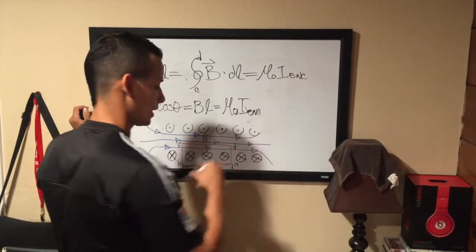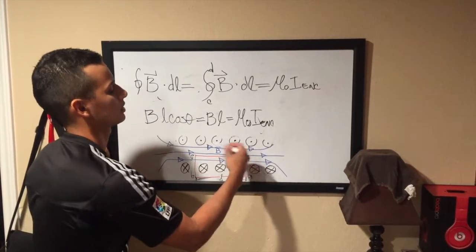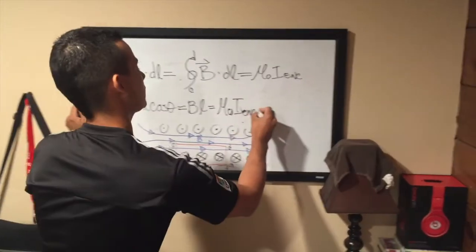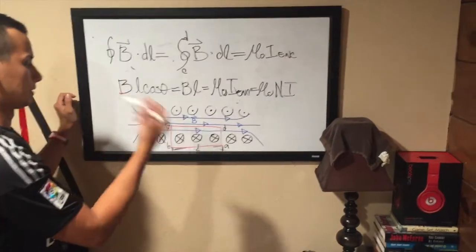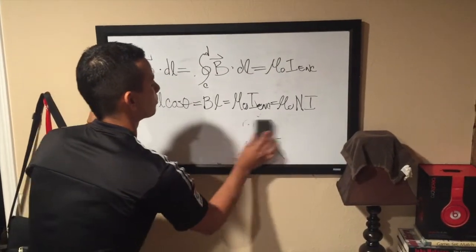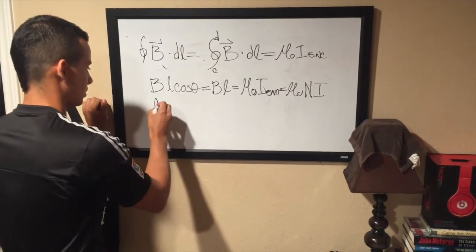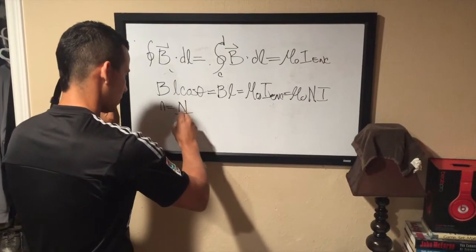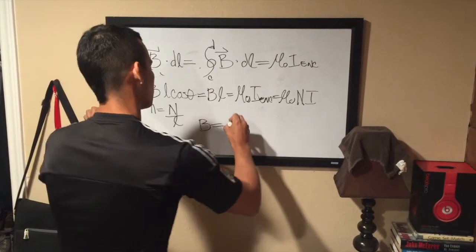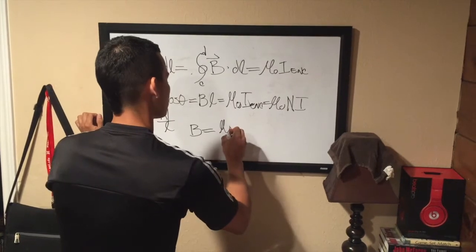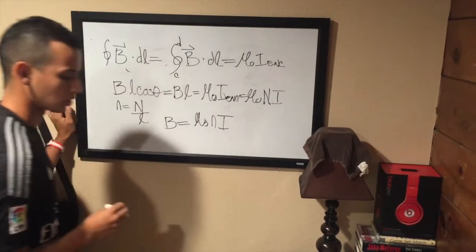But what is the I enclosed? The I enclosed will be I times the number of loops, how many times the current goes through the loops. Therefore, we have mu naught n times I, where n is the number of loops. Now we can finally solve for B, our magnetic field. If we call lowercase n the number of loops over L, that is the number of loops per unit length. So we solve for B and end up with B equals mu naught, the constant of permeability of free space, times n, the number of loops per unit length, times I, the current going through the wire.